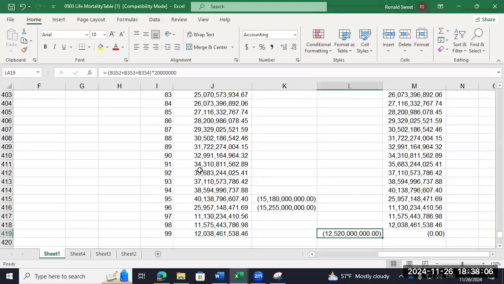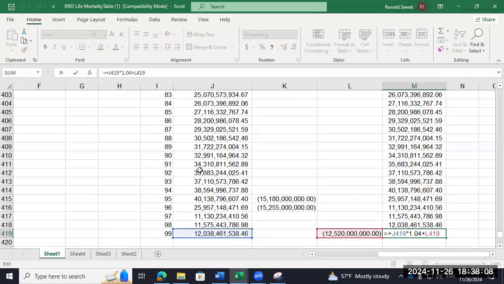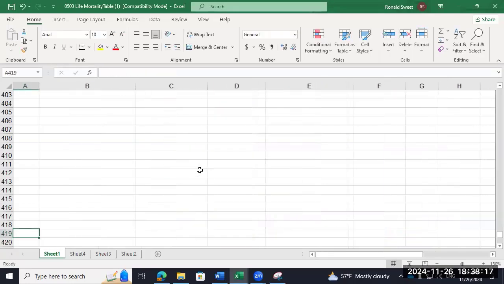So the death benefit happens at the end of the year, so you don't multiply the death benefit by 1.04 because it happens right at the end. So only the beginning value gets the 4%. Then we take out that death benefit, we end up with 0. So that is the right answer.